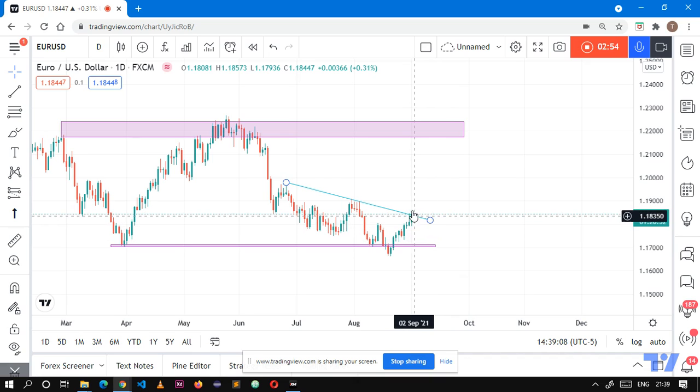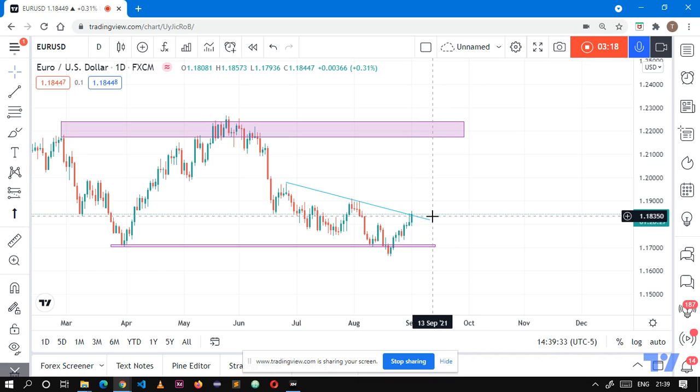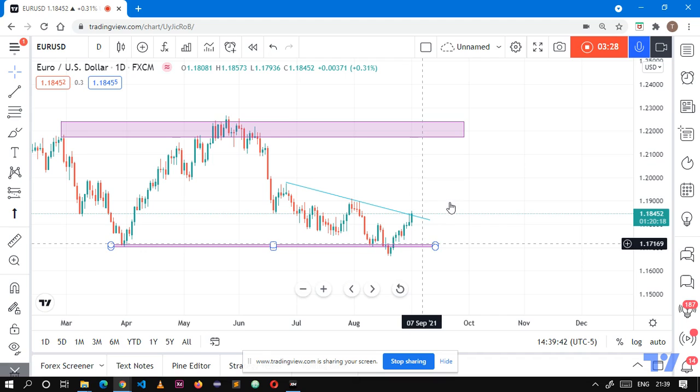But then again, what will determine what we do? We have to react. What will determine what we do is the way this candle completes. If it completes above this and makes a closing price above the trend line, then we obviously have a potential move to the upside. But if it completes within, then we have a potential move to the downside.